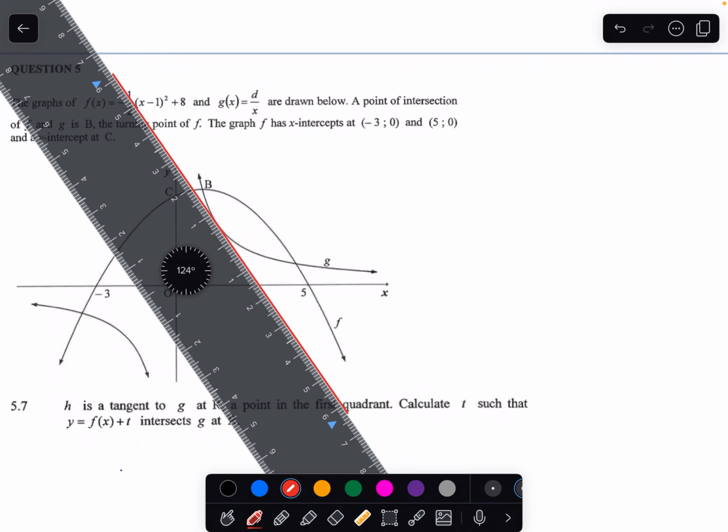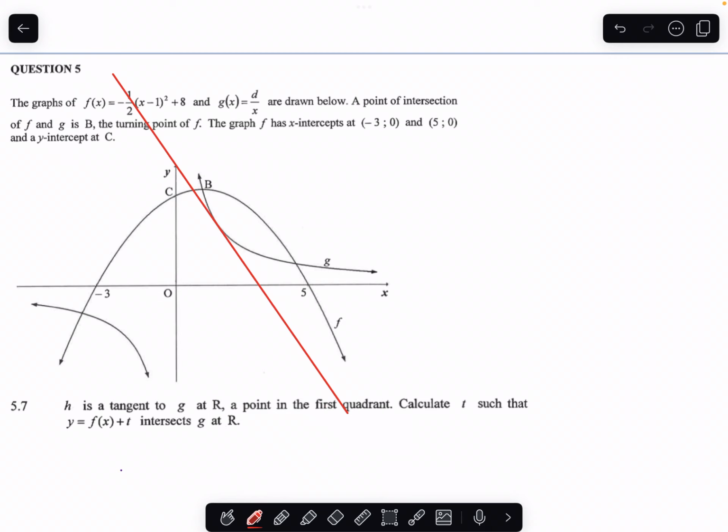Right, and this is our r. Calculate t such that y is equal to f of x plus t intersects g at r. So we need to move this parabola presumably down so that it crosses the hyperbola there. Okay, so first of all, we need to figure out what is the there. Right, so we need to figure out where does this tangent occur.